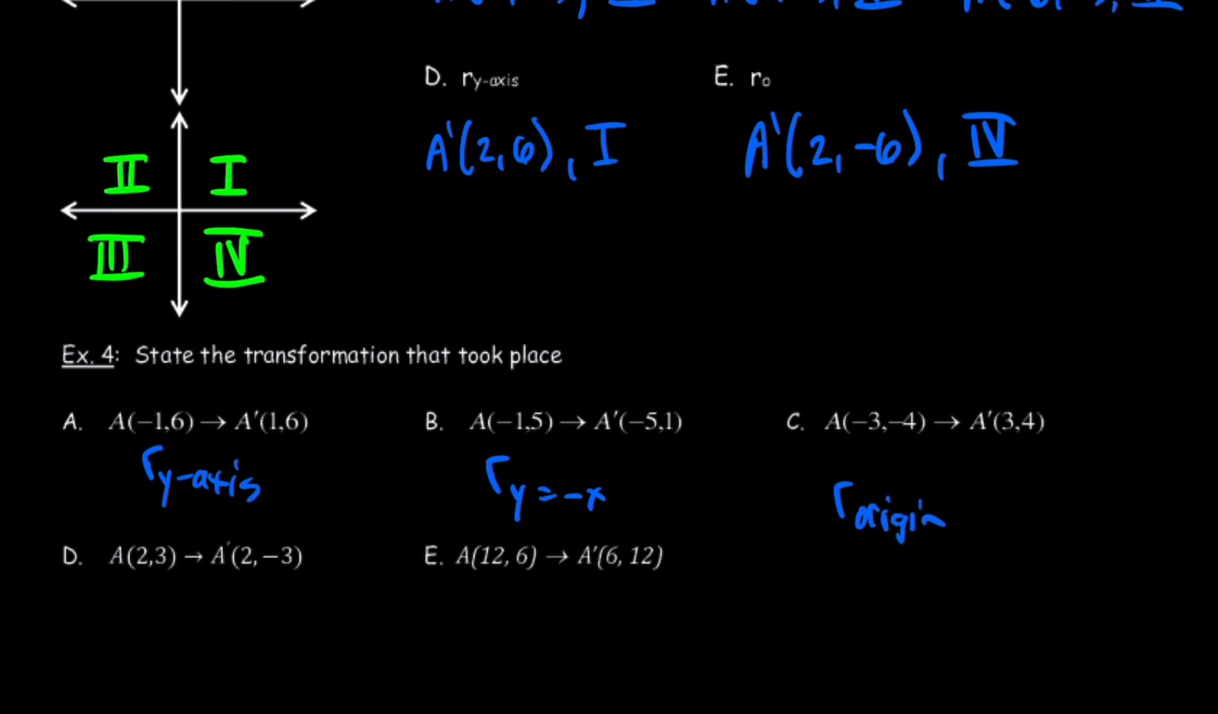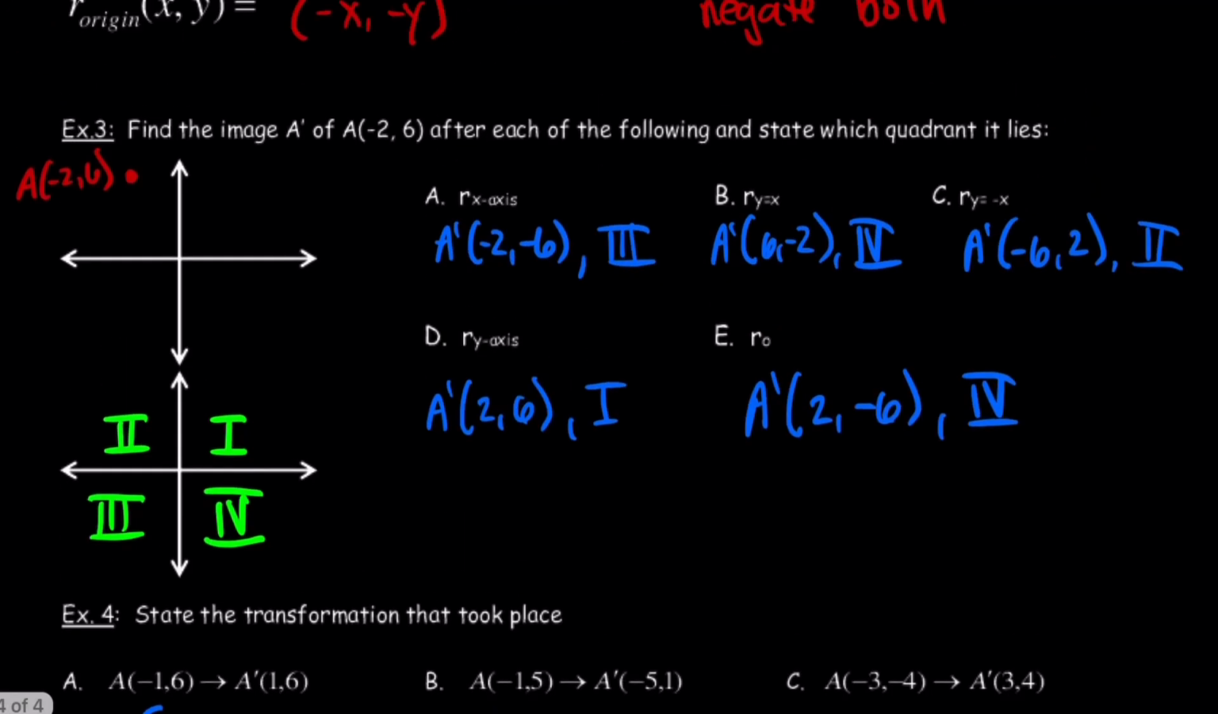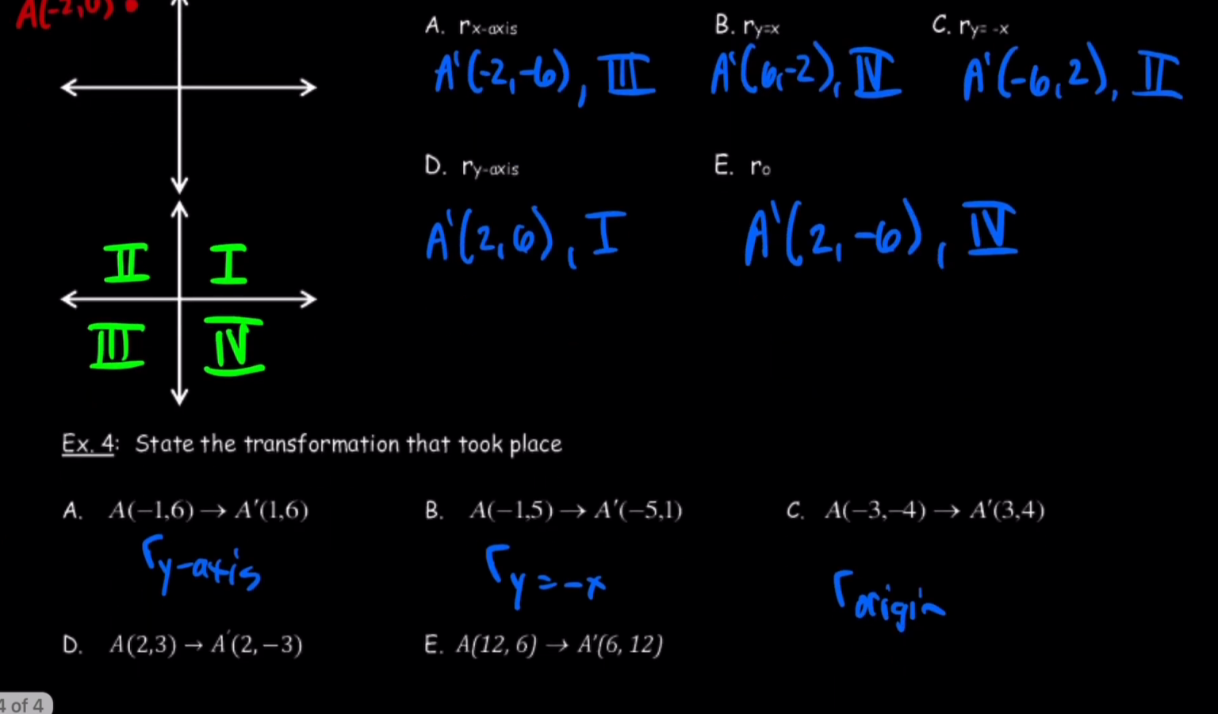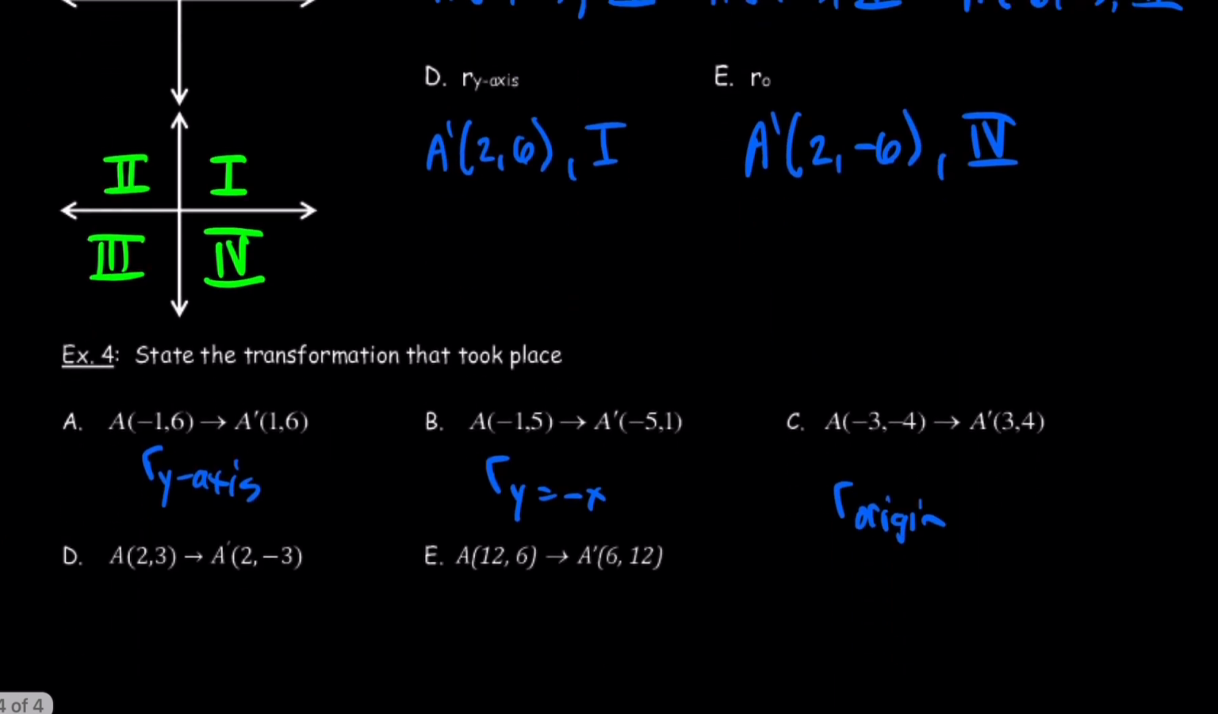All right, moving on, 2 more. In letter D, I went from (2, 3) to (2, -3). So order stayed the same, 2, 3, 2, 3, but what changed is the 3 was negated. That's the y coordinate. So here, you negate y. So we have to memorize, when you negate y, what do? Reflect through the x-axis. So little r, x-axis.